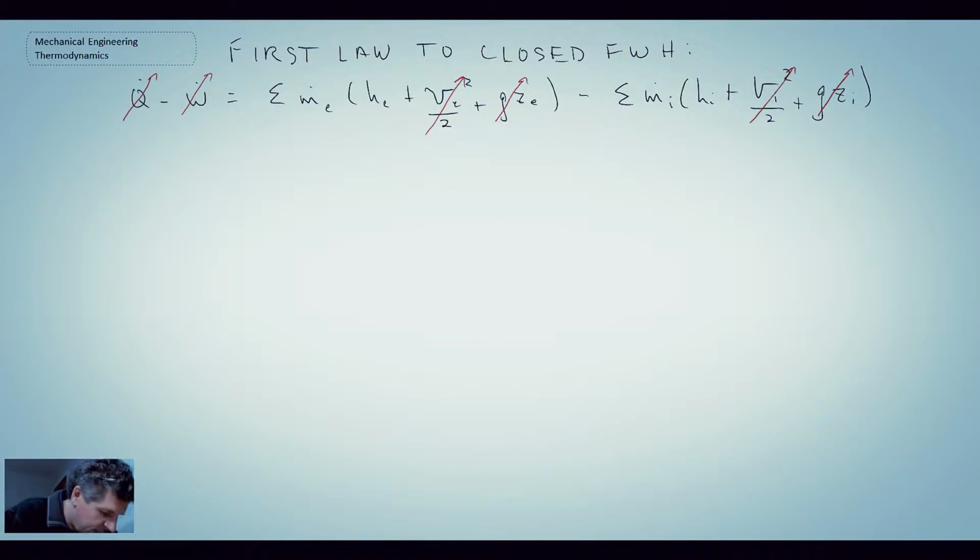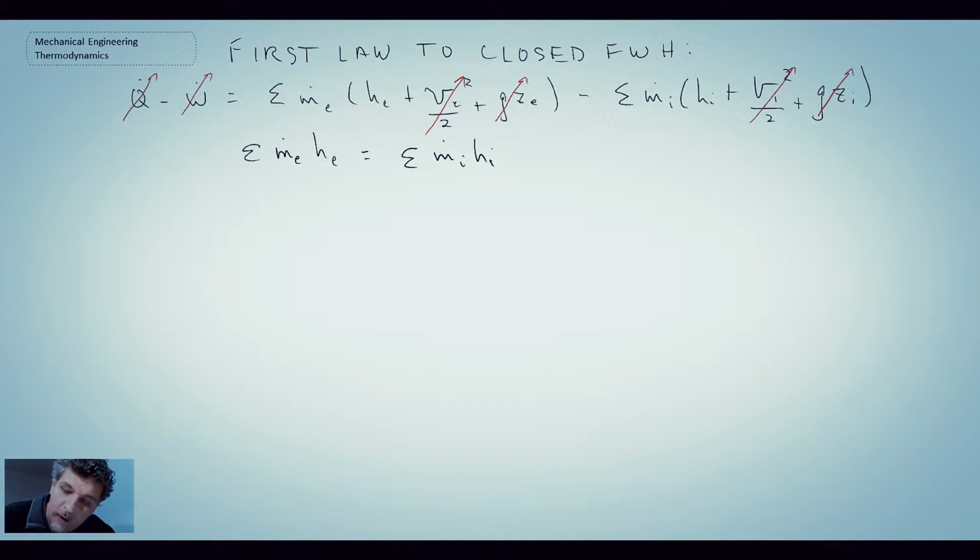will be neglected. And with this, we get a similar form of the first law that we saw for the open feed water heater. Basically, just the mass flow rate of the fluid streams exiting multiplied by the enthalpy is equal to the mass flow rates of the fluids coming in multiplied by their enthalpies.